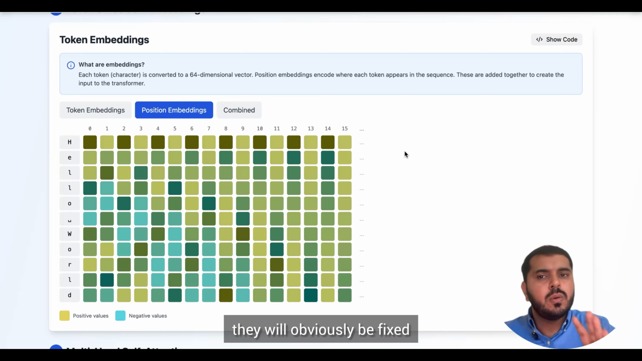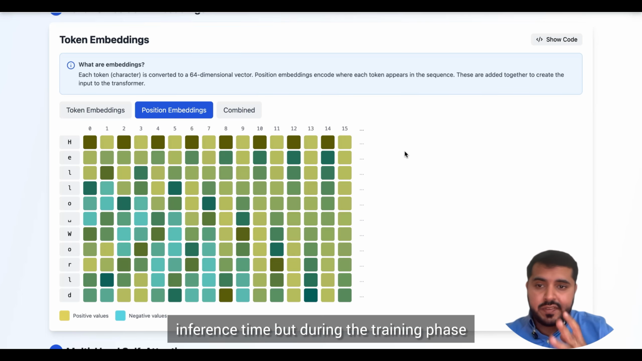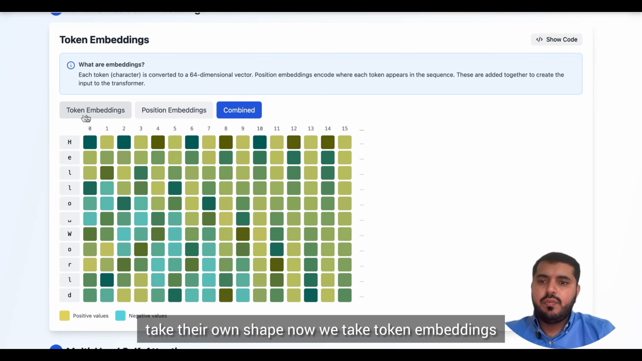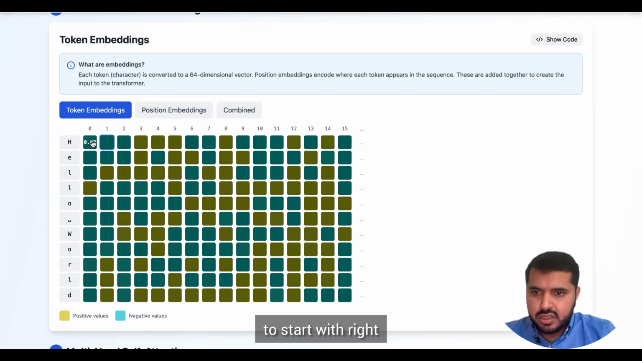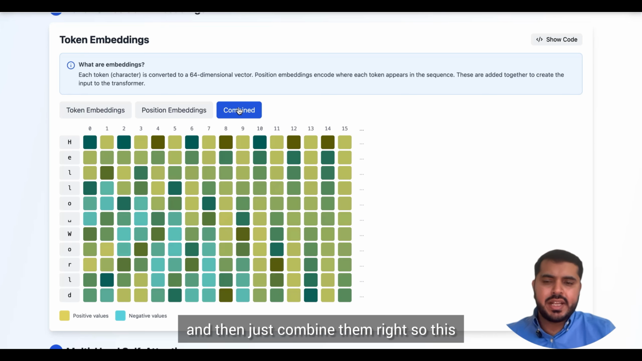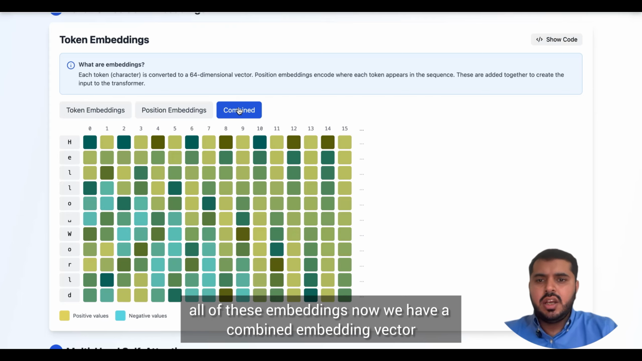At inference time, they'll obviously be fixed. They will not change at inference time. But during the training phase, they will change with time, right? They will take their own shape. Now we take token embeddings to start with, right? And positional embeddings, the zeroth iteration, and then just combine them, right? So this is the start of the training phase. We combine all of these embeddings. Now we have a combined embedding vector.